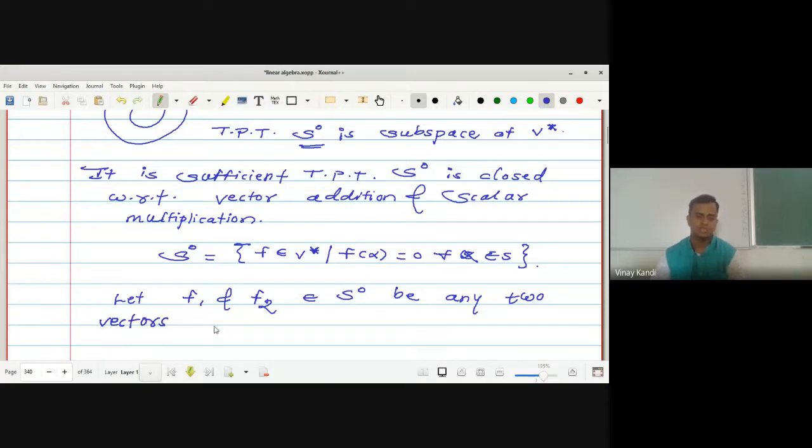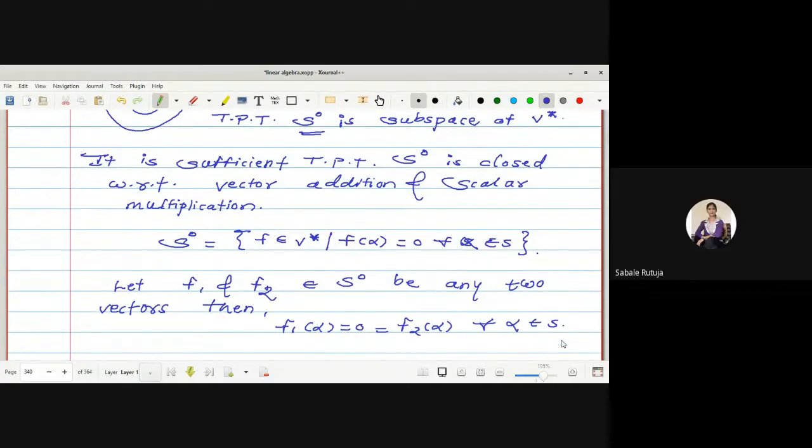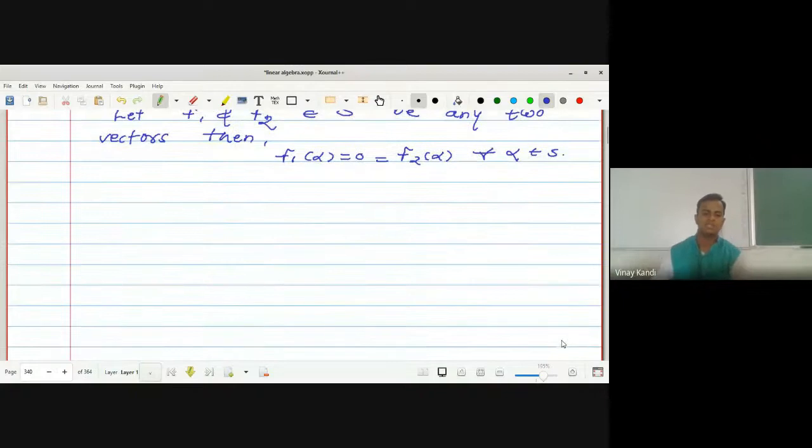Any two vectors. Then, by the definition of annihilator of S, this is F1 of alpha is equal to 0, which is equal to F2 of alpha for all alpha belongs to S. Is it correct? By the definition, yes, sir. S. Okay. Now let C be any scalar belongs to capital F. C any scalar. Okay, let's see with any scalar.